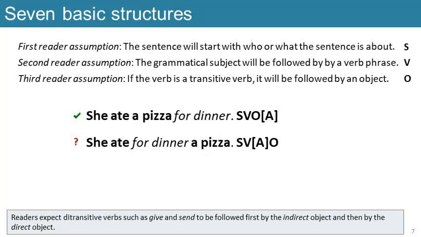If the verb is a transitive verb, then the third assumption is that the next constituent will be an object. So, for example, the natural expectation after she ate is that we will be told what she ate. This is why she ate a pizza for dinner sounds much more natural than she ate for dinner a pizza. These 3 reader assumptions or expectations are the basis for the classification of English as an SVO language.